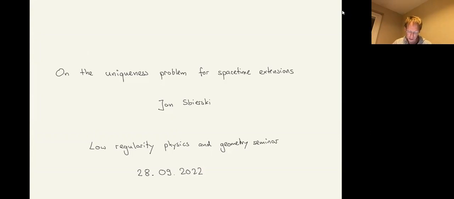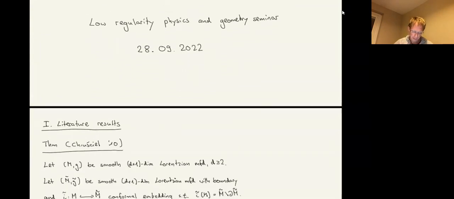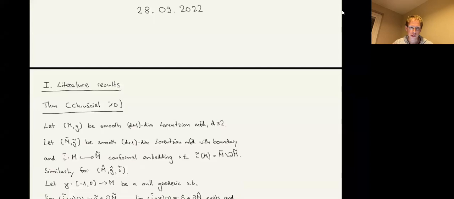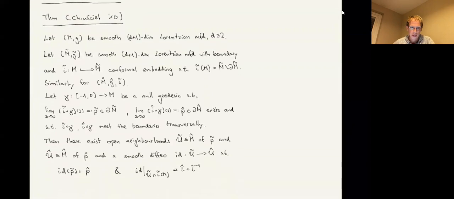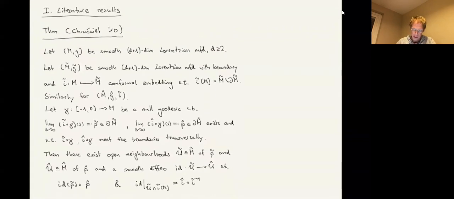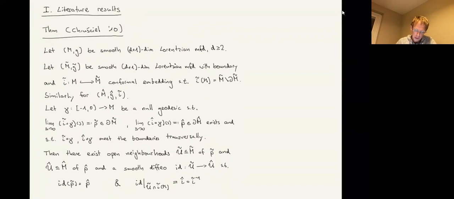So yes, I'm talking about a recent paper of mine, which is about the uniqueness problem for space-time extensions. Let me start with a literature result by Piotr Chruściel, which is now from 12 years ago. Let me run you through the theorem. He starts with a smooth d plus one-dimensional Lorentzian manifold. For the theorem, it's important that the dimension is at least 2 plus 1 dimensional. So the theorem does not hold for 1 plus 1 dimensional Lorentzian manifolds.